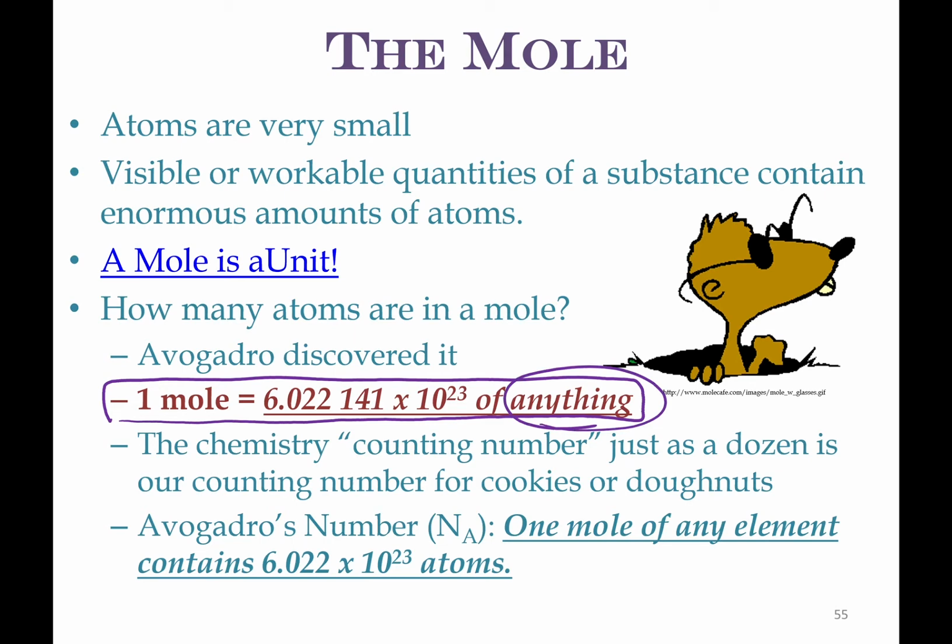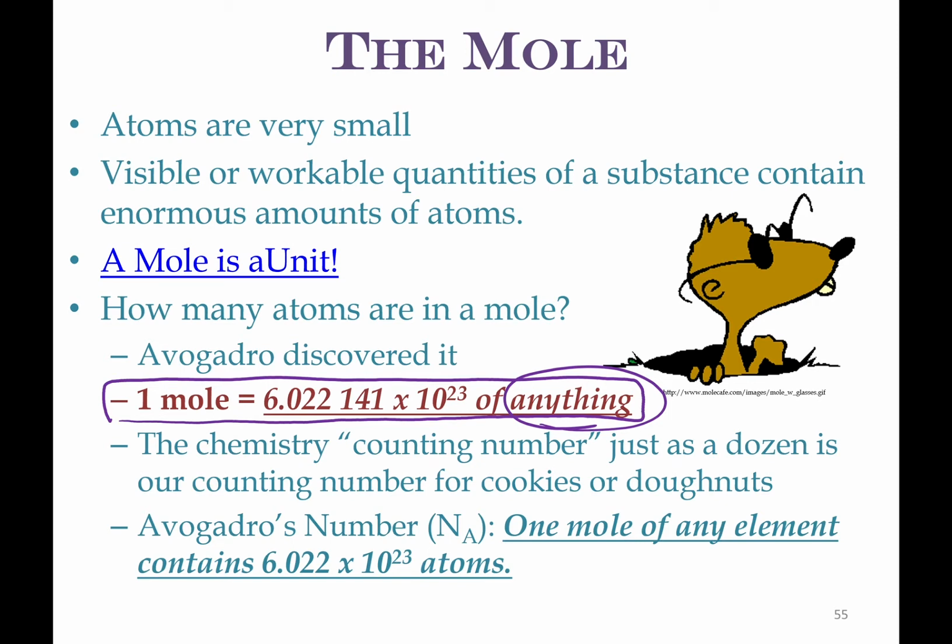So I can have 1 mole of students, but I would go insane because I would have 6.02 times 10 to the 23rd. That's a lot of students, okay? I don't want to have that much grading to do. I would probably say no thank you. I could have a mole of desks. I could have a mole of paper. I can have a mole of anything.